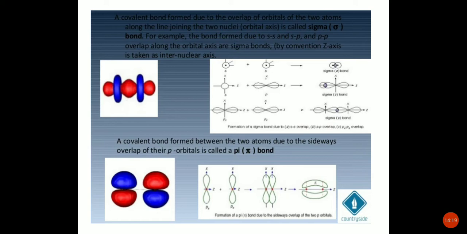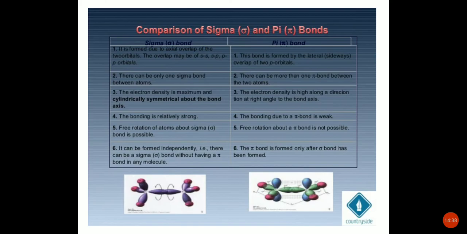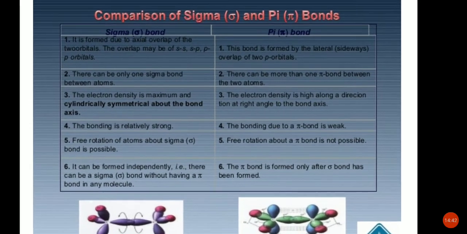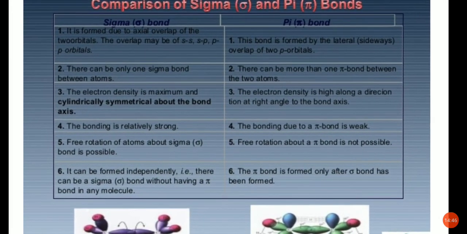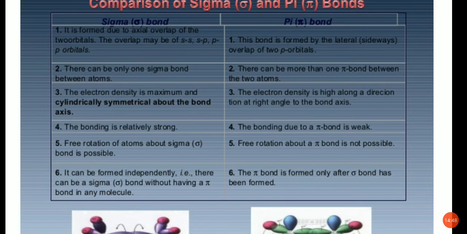A covalent bond formed between two atoms due to the sideways overlap of their p orbitals is called a pi bond. That is also what we have discussed earlier, okay, in the figure. Next one, comparison of sigma and pi bond. This is a very important topic: the differences between sigma bond and pi bond.